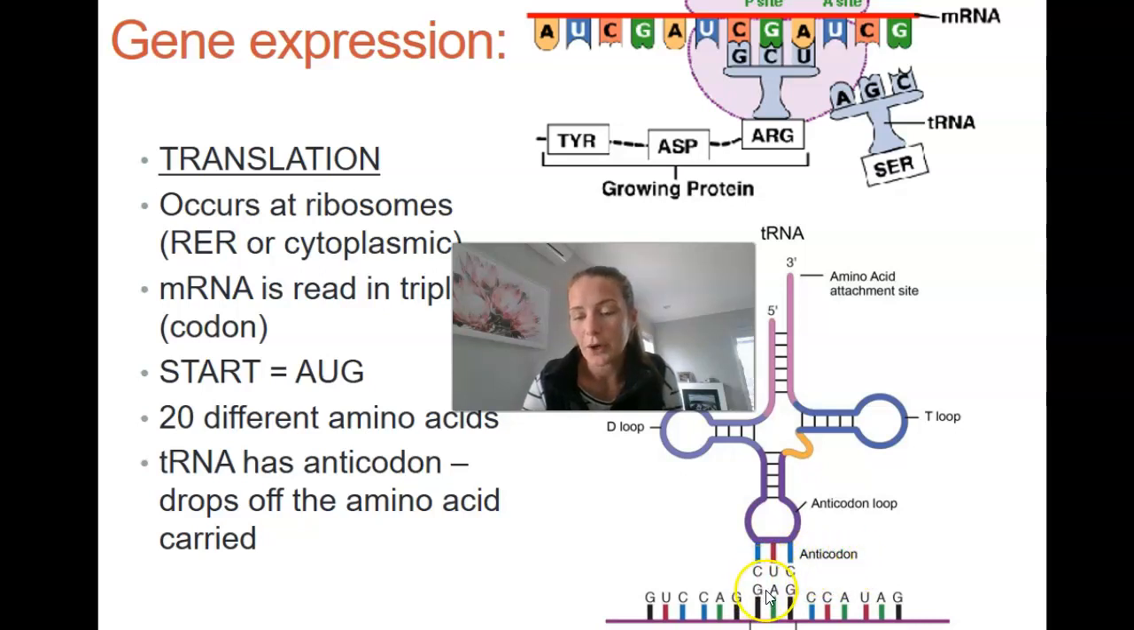So for the codon GAG, the tRNA that has the anticodon CUC would be able to bind in the ribosome and it would drop off its amino acid. You can see a different diagram up here sort of showing that process. The codon says UCG, the anticodon says AGC, so it can attach and drop off the next amino acid, which will be SER here.